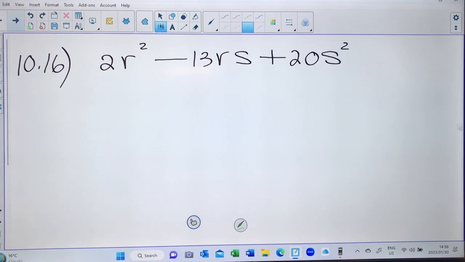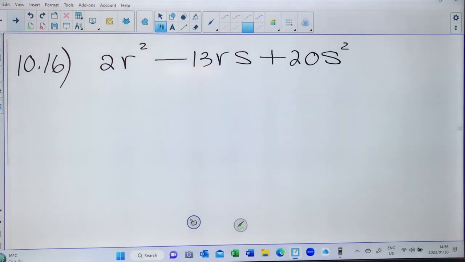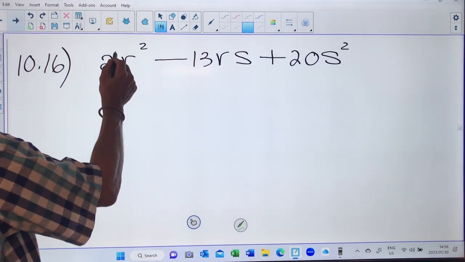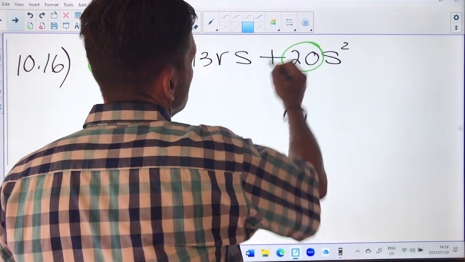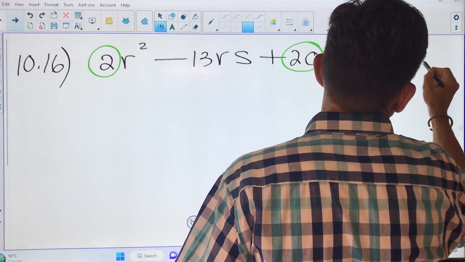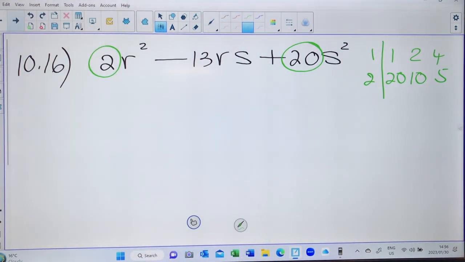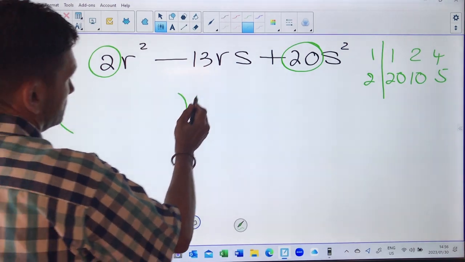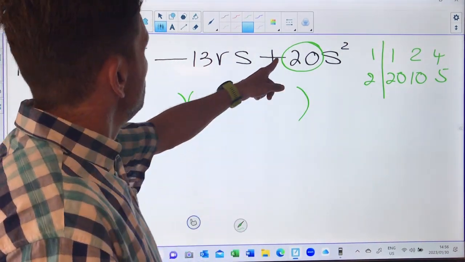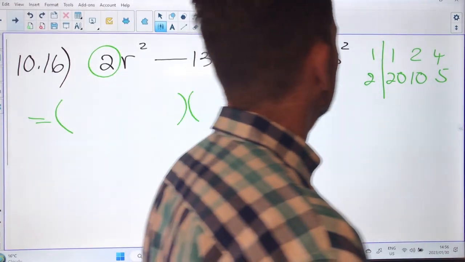Okay, so here we have another one, except now s is involved here as well. So we're looking at 2 and we're looking at 20. 1 and 2, 1 and 20, 2, 10, 4, 5. Those are all the factors of 20, the integer factors of 20 that we can find. So we need to find a sum of 13.